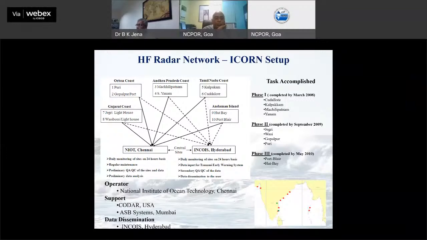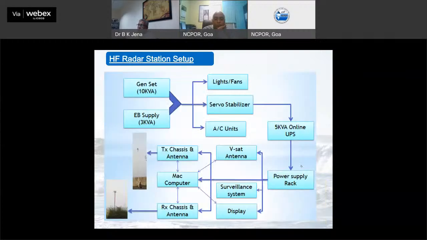As I told, we procured this system after the 2004 tsunami, but we could only get it in 2007. Our first systems started installing in 2008 at Kadalur and Kalpakam. Then we moved to Machilipatnam and Yanam. And the next year, 2009, we completed another 4 systems. And Port Pillar and Hardway we completed in 2010.